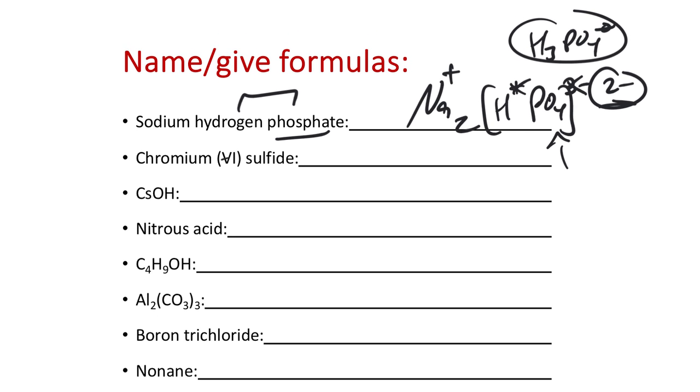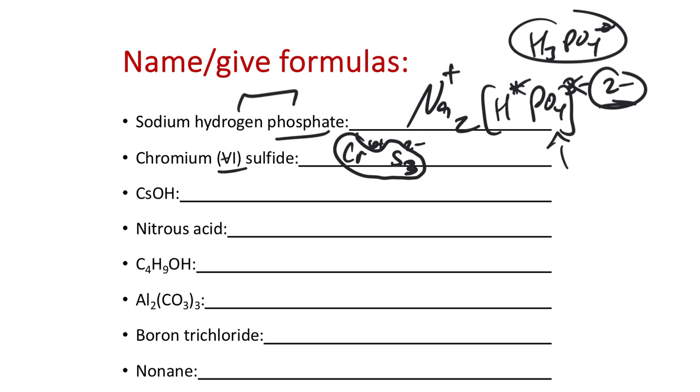This was an example like earlier: chromium 6 plus, sulfide is a 2 minus, it's in the oxide group. So that'd be Cr with 3 sulfide ions, so CrS3. Now I'm just showing that we don't include the charges in the formula, so just making sure that we just show the elements and the subscripts in the formula.